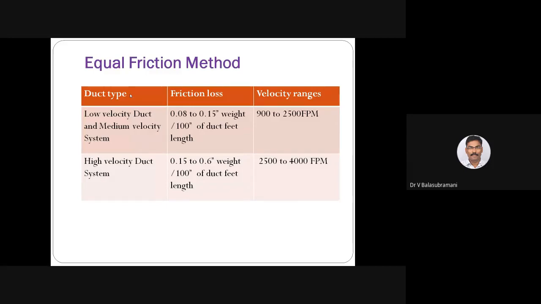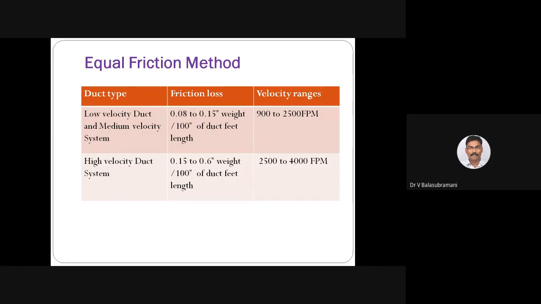So here you can see the velocity as well as the friction value. Low velocity and medium velocity systems are used. The friction value is 0.08 to 0.15 for the equal friction method, and velocity ranges around 900 to 2500. These values are normally used for the first two methods, the constant velocity method as well as the equal friction method. And high velocity duct systems are normally used with the static regain method.